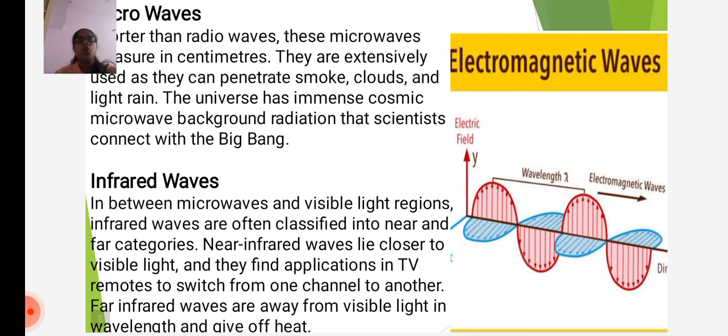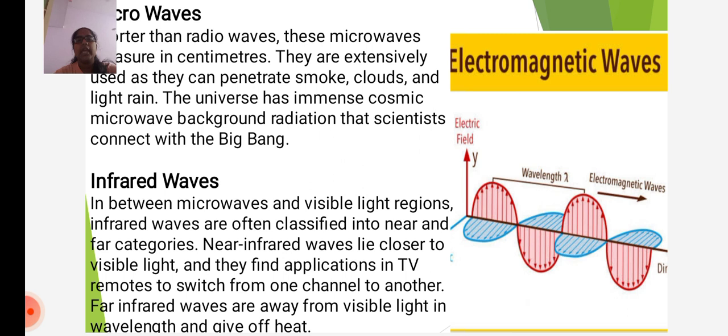Microwaves. Shorter than radio waves, these microwaves are measured in centimeters. They are extensively used as they can penetrate smoke, clouds and light rain. The universe has immense cosmic microwave background radiation that scientists connect with the Big Bang.